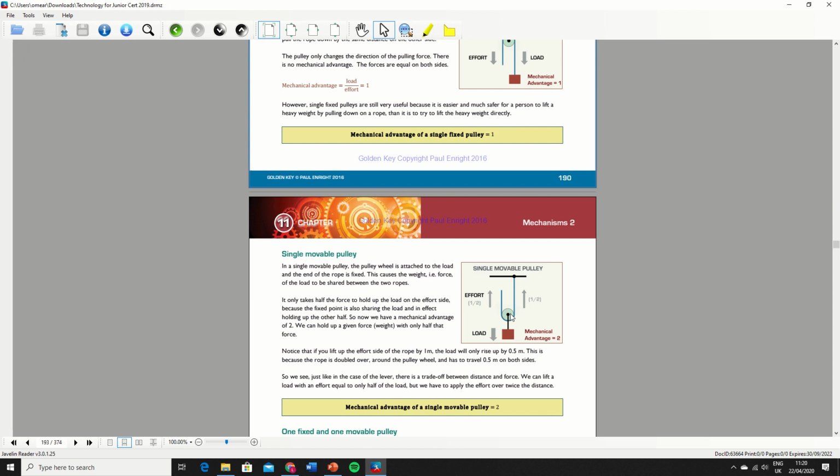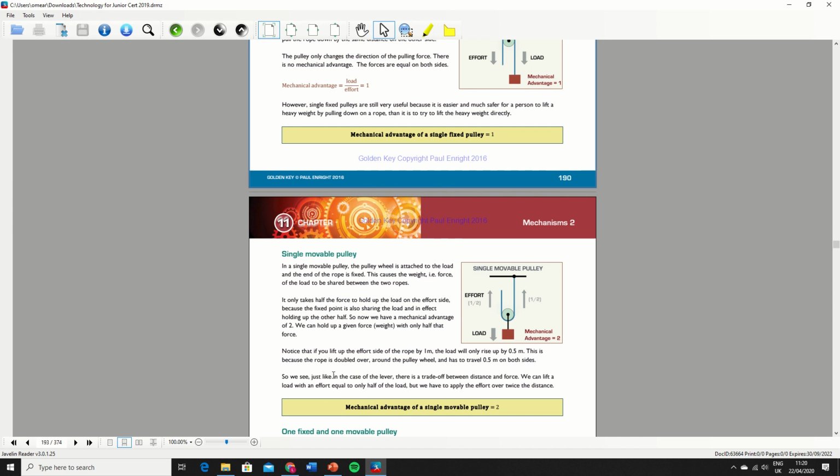So let's say the weight or the load was 20 kilos, we'd only have to pull with 10 kilos in order to lift it up. But if we wanted to move it by 1 meter, we'd have to pull the rope by 2 meters in order to move it by 1, okay? So there is an advantage and a disadvantage.